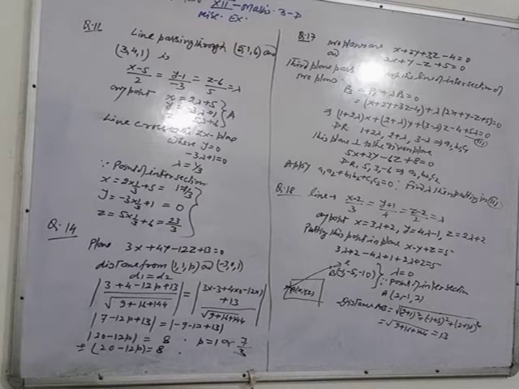Now collecting the same terms, x with x, y with y, z with z, adding their coefficients. So you get (1 plus 2 lambda) x plus (2 plus lambda) y plus (3 minus lambda) z minus (4 plus 5 lambda) is equal to 0.